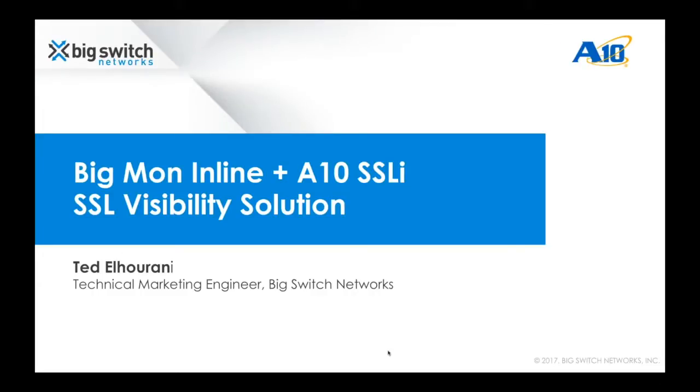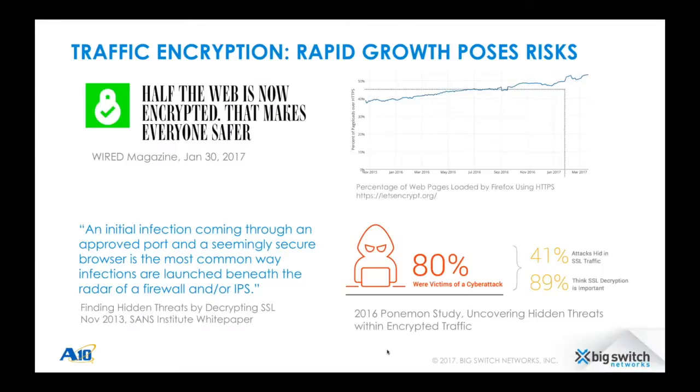So in the second part of the webinar, we will cover the topic of SSL visibility with BigMon A9 and the A10 SSLi appliance. Today, there is consensus in the industry that web traffic will increasingly be encrypted. Earlier this year, it was widely reported that traffic on the Mozilla Firefox browser is more than 50% encrypted traffic. And the trend is clearly in favor of increasing rates of encryption.